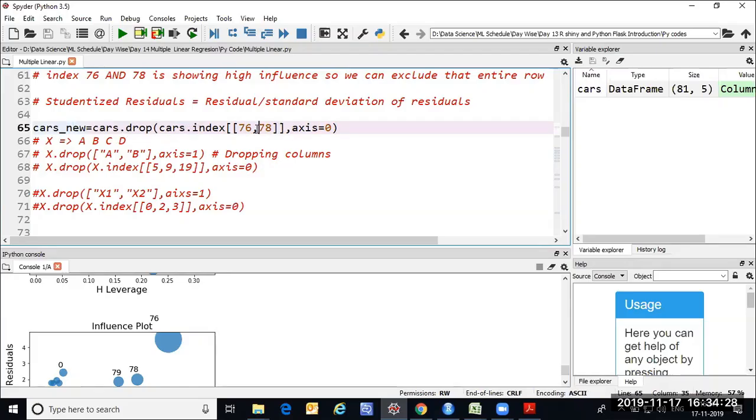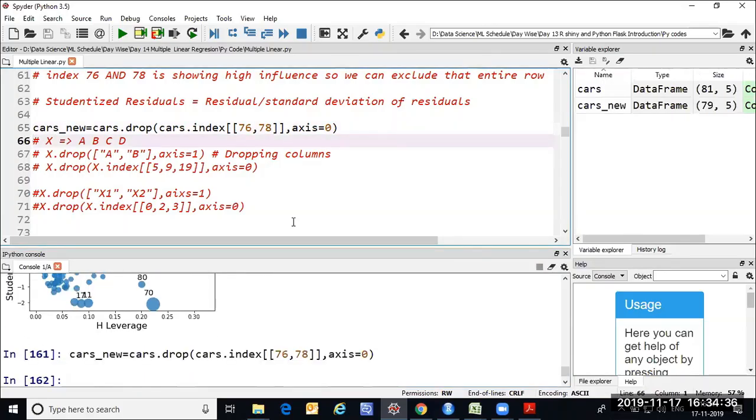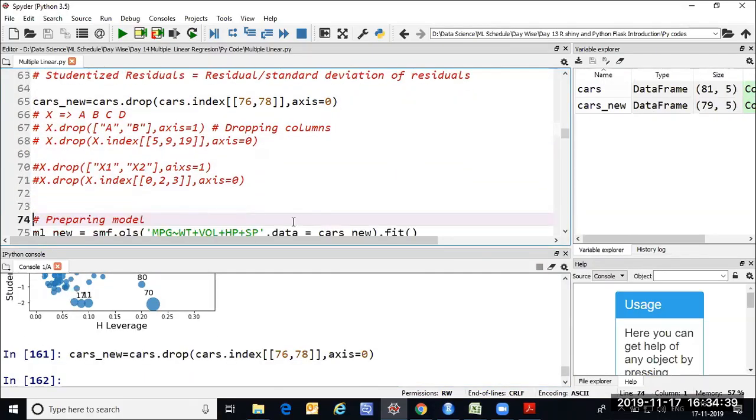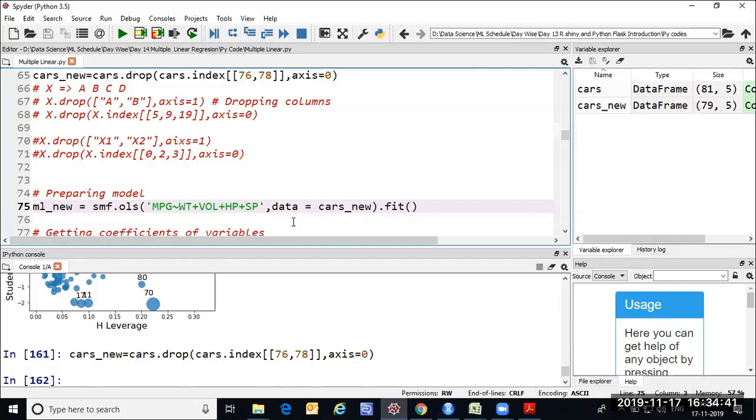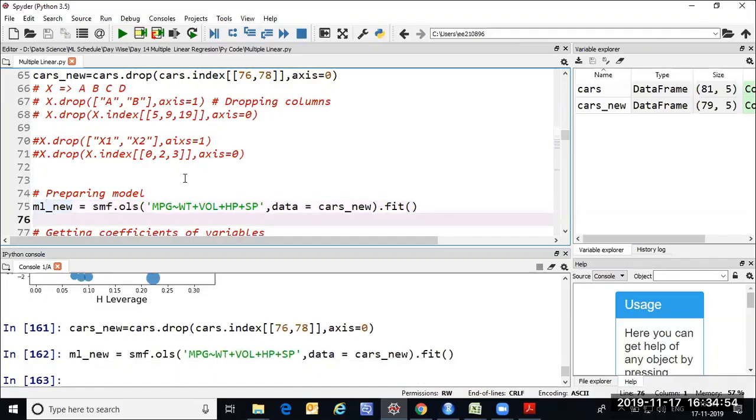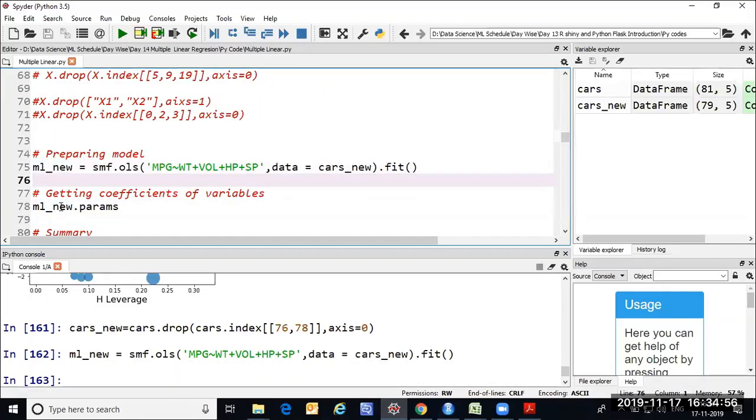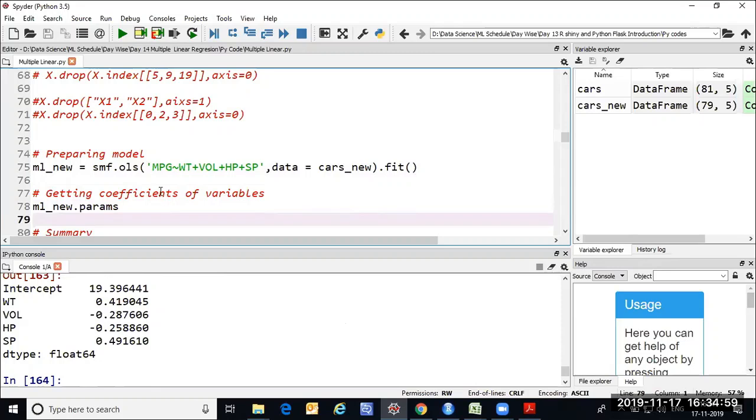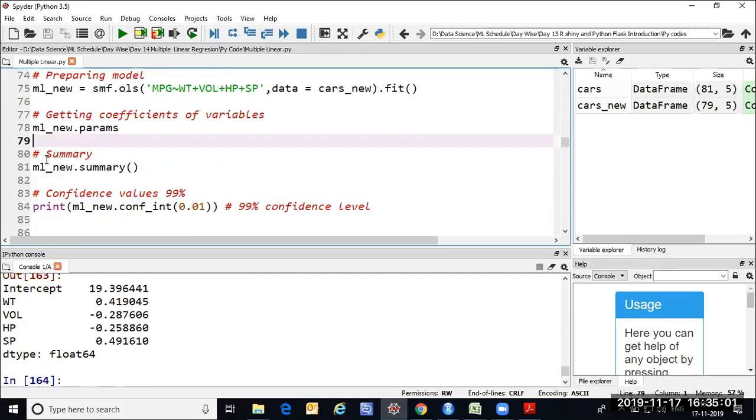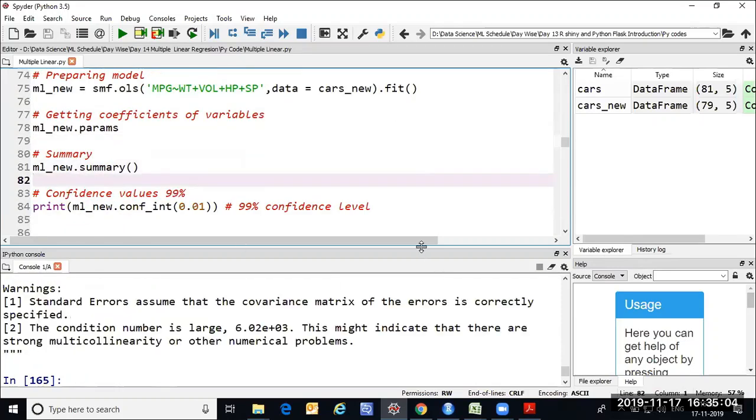We are dropping off the 76 and 78. We are applying this at the row level, and applying this overall equation, including all independent variables, again on the new data set after removing the 2 observations. These are the coefficients. This is the overall model summary.